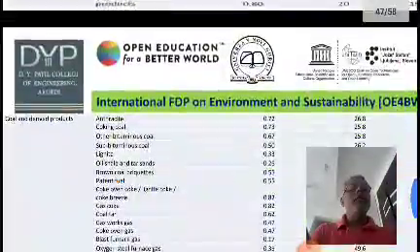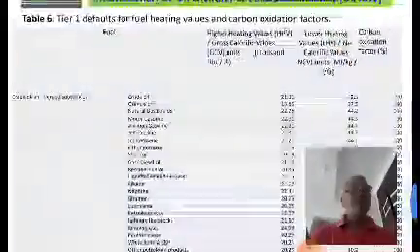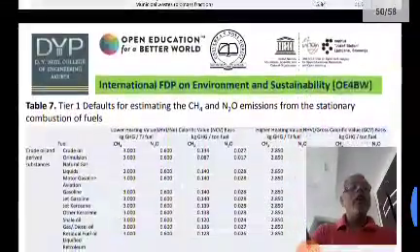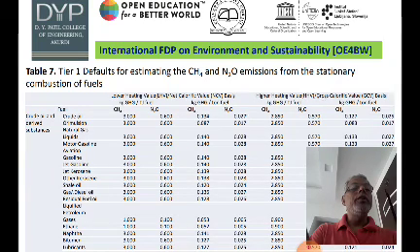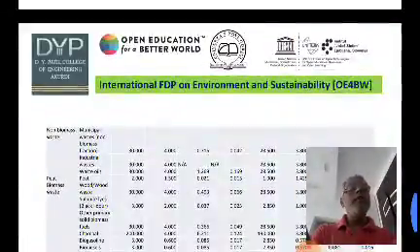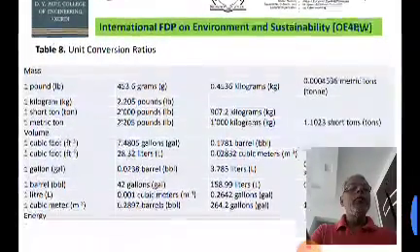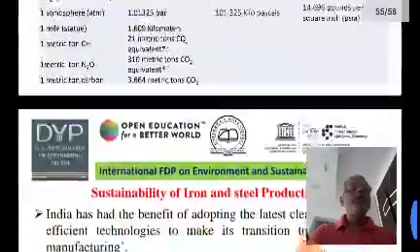So in these 4-5 slides, I tried to show you what are the different values for different processes that are available. You can see here in table 7, the defaults for estimating the CH4 and N2O emission from the stationary combustion of the fuel. All these values are available. This is the standard value which you have to pick and substitute. Then the unit conversion ratio, because in different countries we use different units.